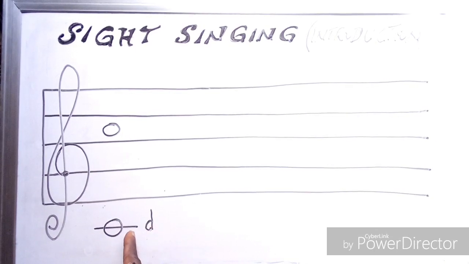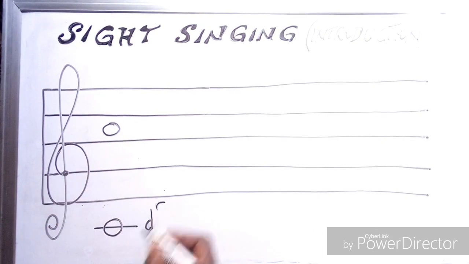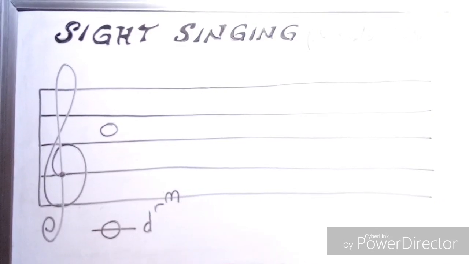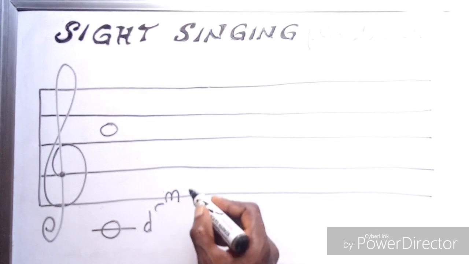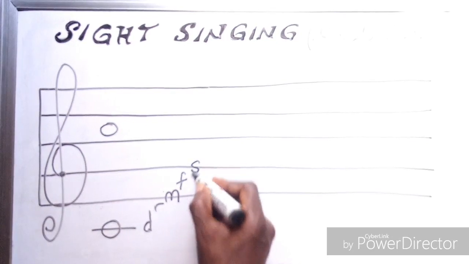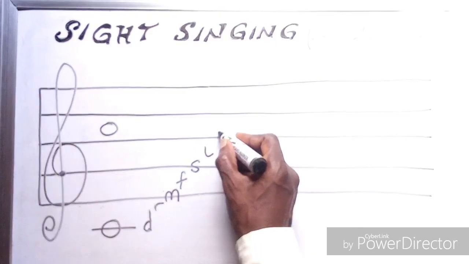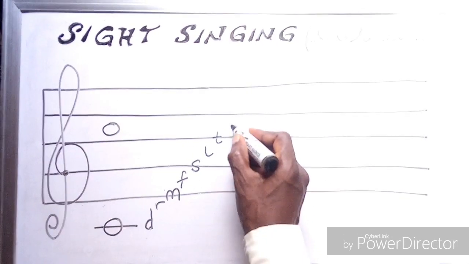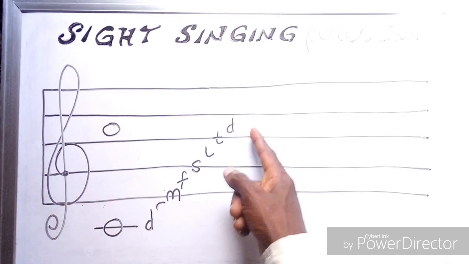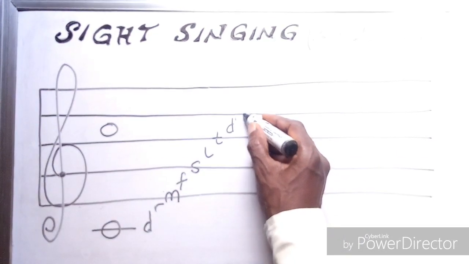Now, if this line is Do, then the space above it is Re. And the first line of the staff becomes Mi in the scale of C major. Then the first space becomes Fa. Second line becomes So. Second space becomes La. Third line becomes Ti. And the third space becomes Do, which is the octave higher than that of what? The middle C.